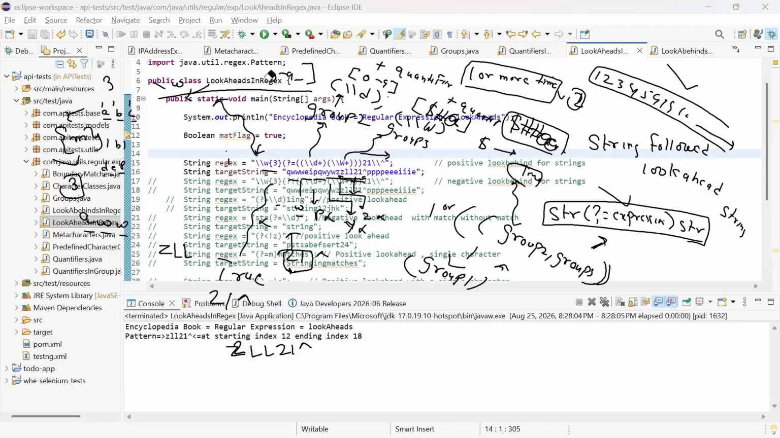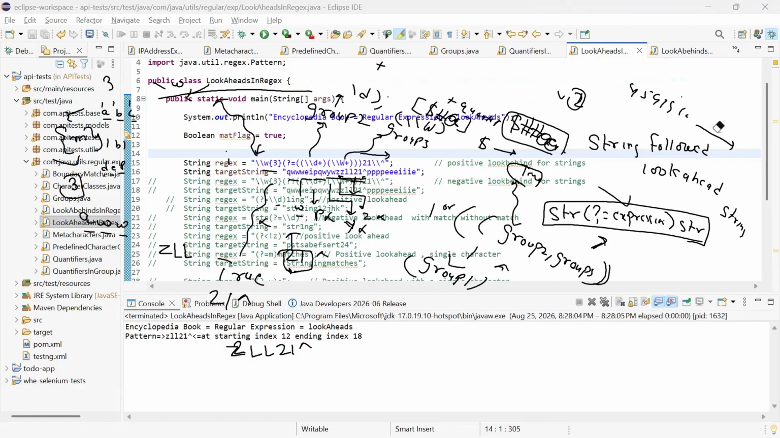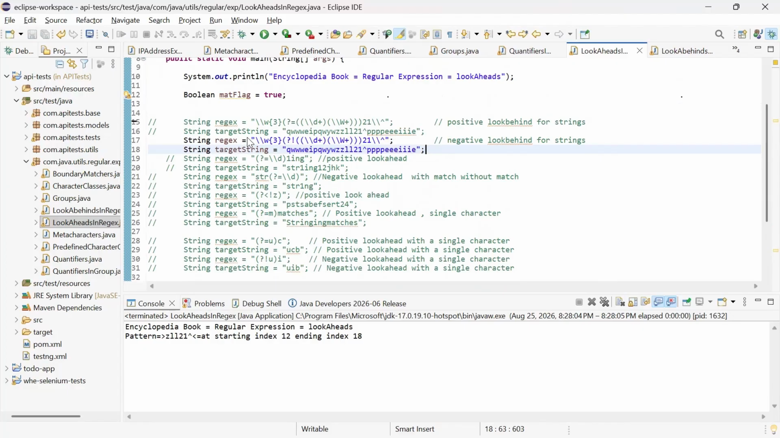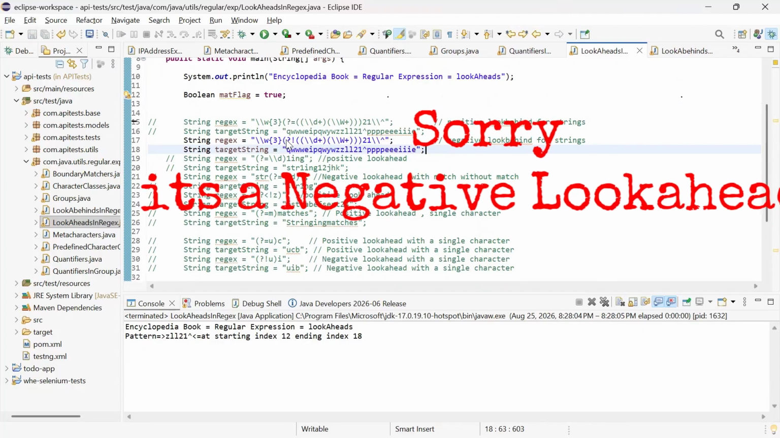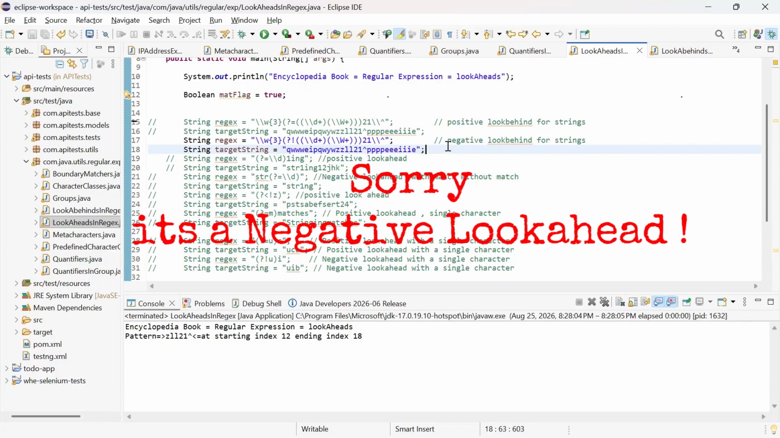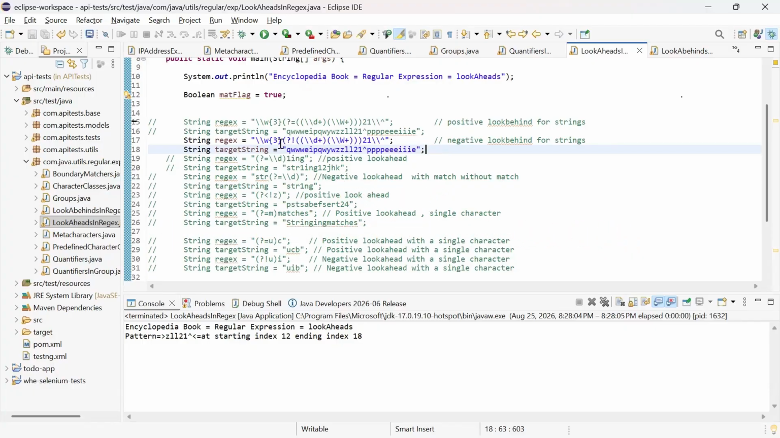Now, we will also take a look into the negative look behind here. So negative look behind means when the condition doesn't match, everything stays the same. But the only thing is this time it will look for the condition which will not match this. When it will not match this, let's see what output it gives us here.